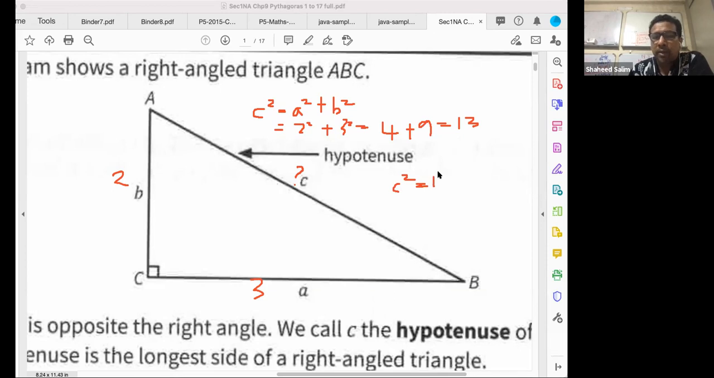If you want to find what C is, you have to square root this. Once you square root it, you get C, which is square root 13. Square root 13 is the answer. Sometimes you get whole numbers, sometimes you don't. So I repeat, the longest side squared is equal to the sum of the other two sides squared. That's all you need to know for Pythagoras Theorem, and you will have exercises now to make sure you understand.